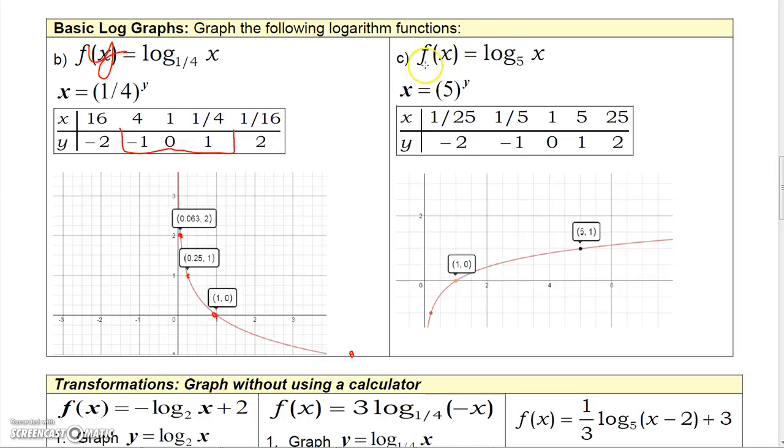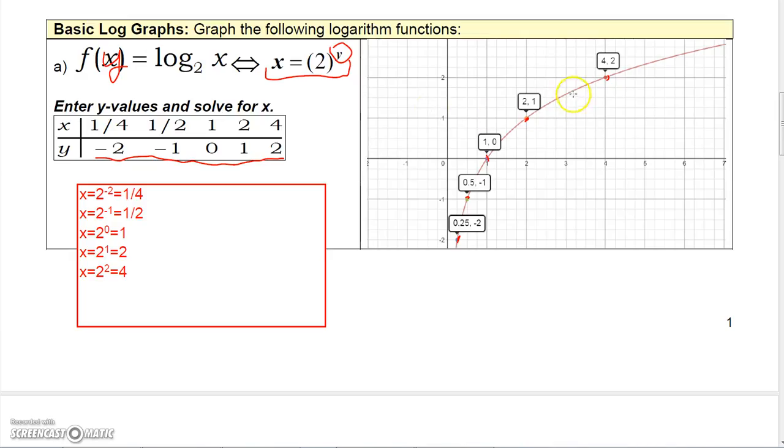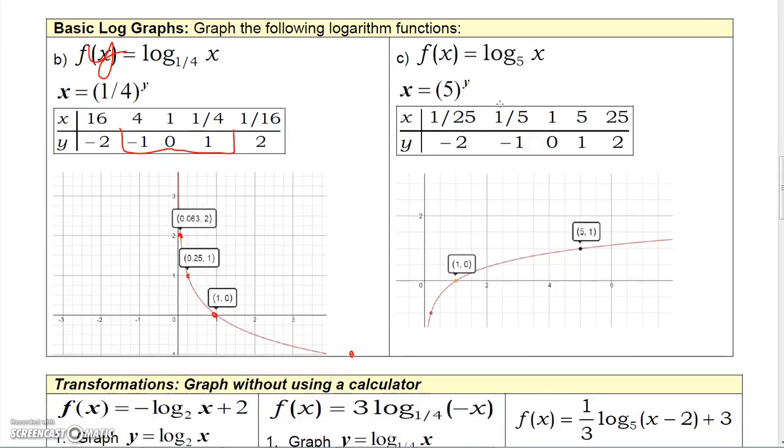This one, y equals log of x base 5, I can write it as x equals 5 to the y, and it's going to look a little bit like the log of x base 2, but notice it's going to flatten out a bit quicker. If you plug values in for y like negative 2, negative 1, 0, 1, and 2, you'll get 1/25.